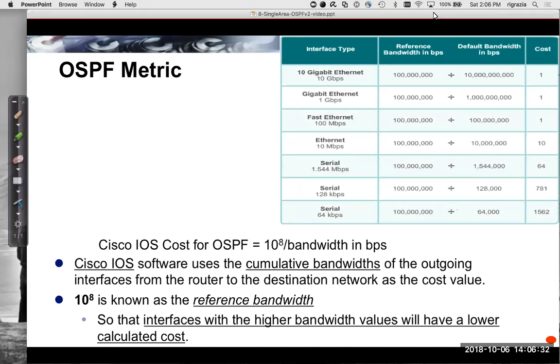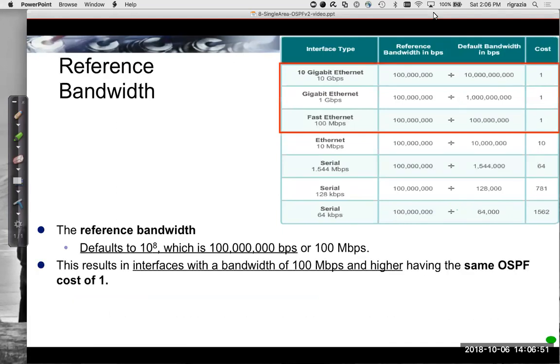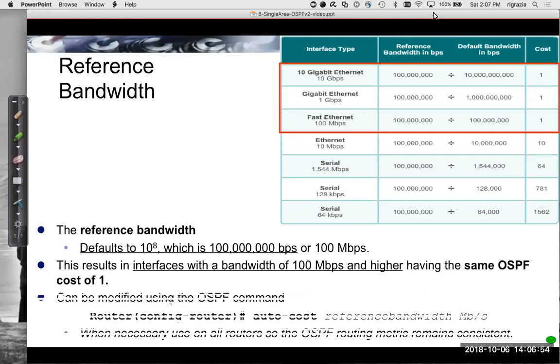But look at our Ethernet, serial, and then our serial links. The slower the links, the higher the cost. That's what we want. But you know what? We don't like that our gigabit, fast gigabit, or 10 gigabit all have the same value as our fast Ethernet. So what we need to do is actually just change our reference bandwidth value. We can do that using the auto-cost command under router OSPF. Auto-cost reference-bandwidth, in megabits per second. And we want to do this on all of our routers in our routing domain.